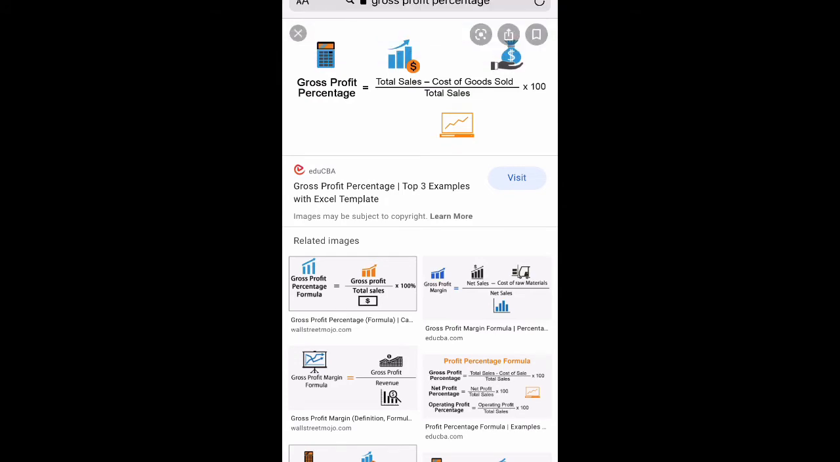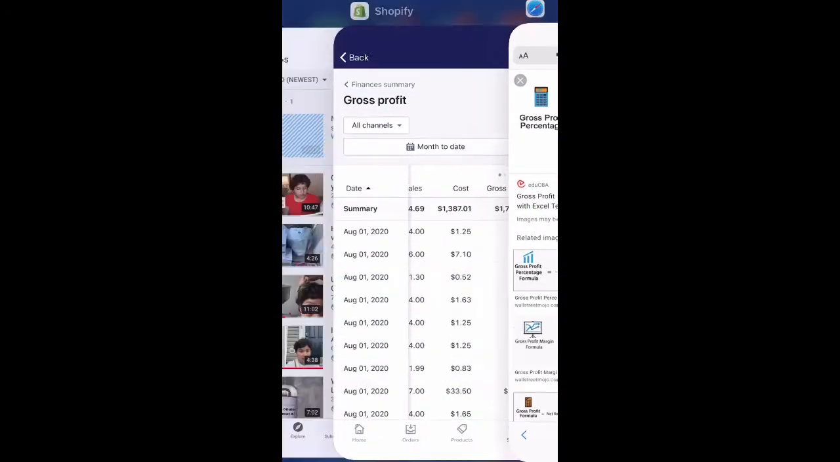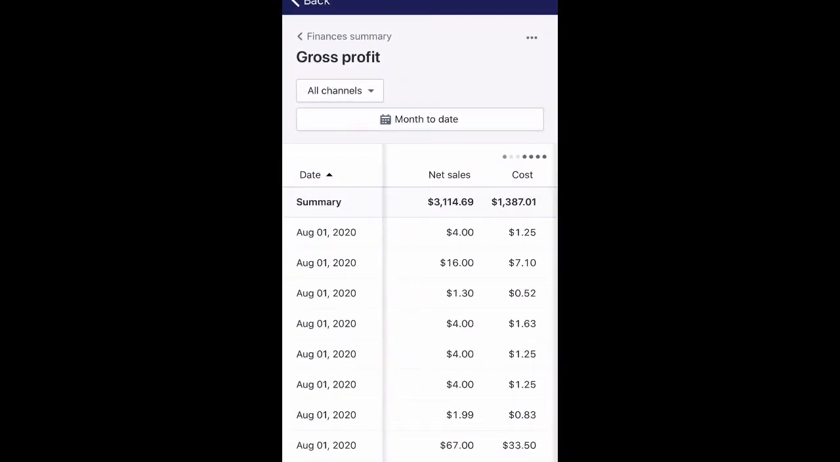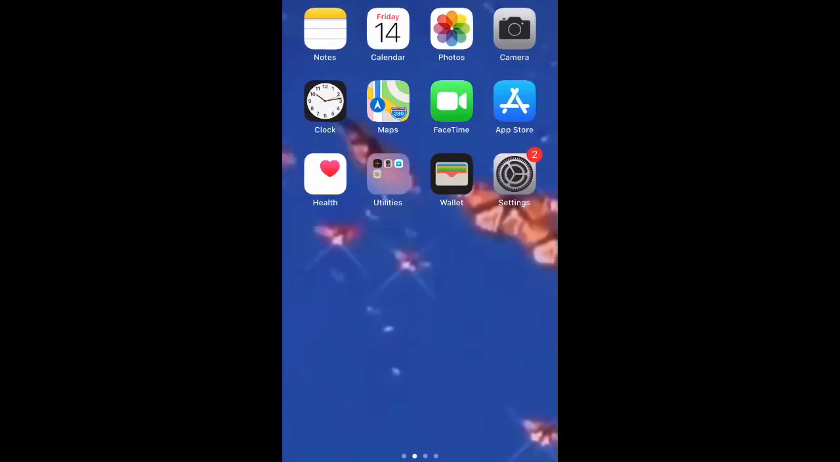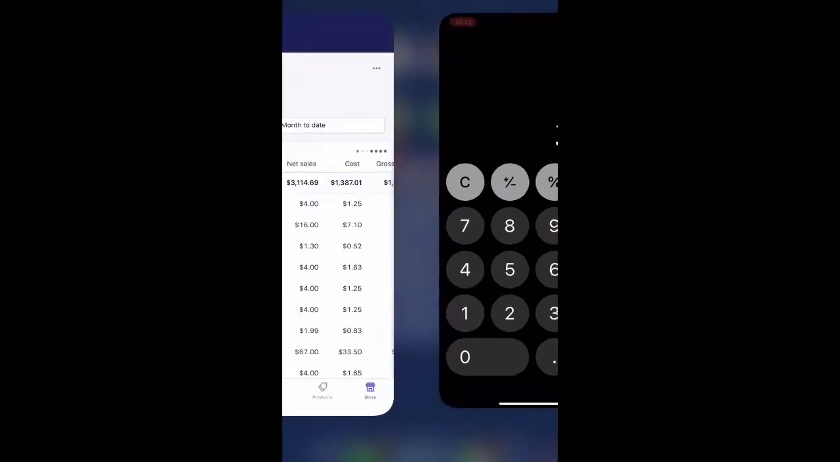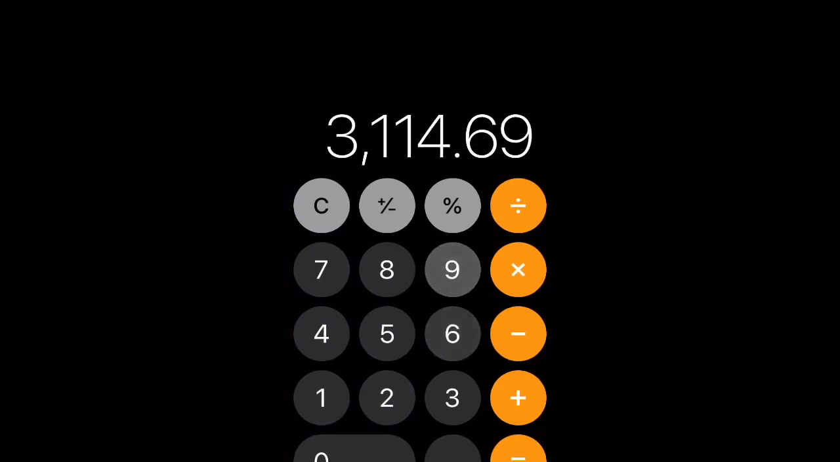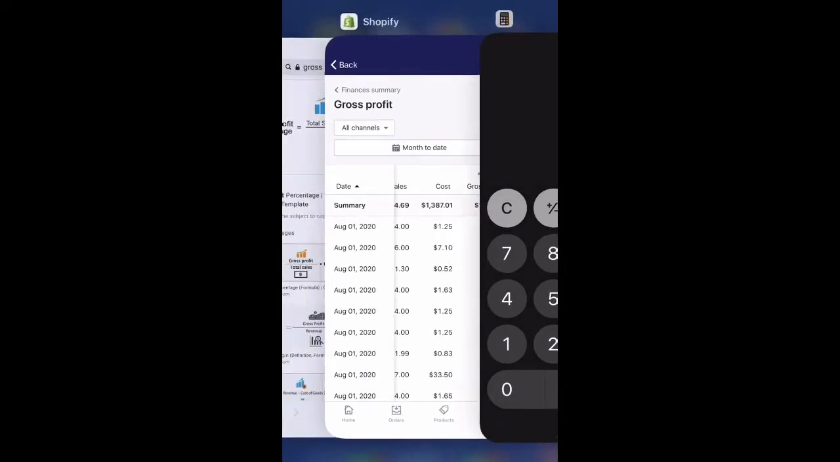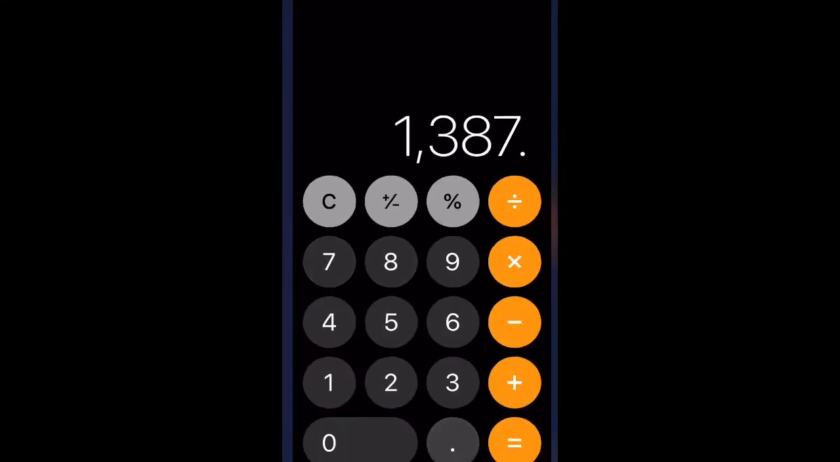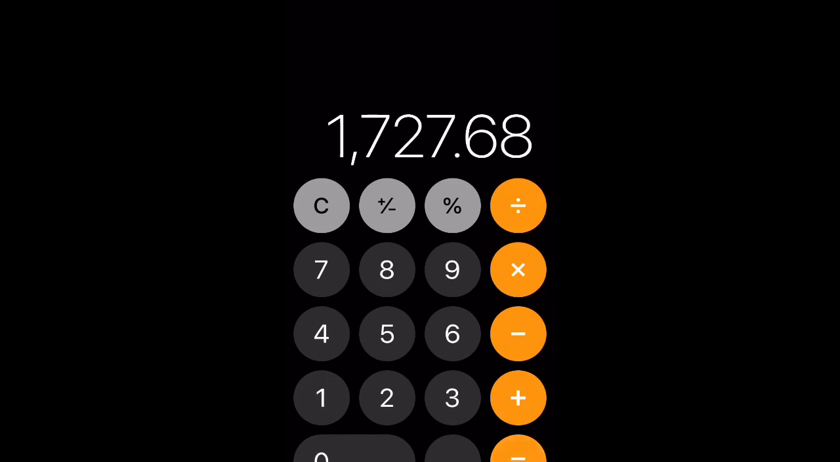Okay, guys, so I'm going to show y'all. So let's look at our total sales. Total sales means your net sales. So you want to do 4.69 minus, and then you want to do minus the cost, 1387.01. Okay, equals, so then I got that.